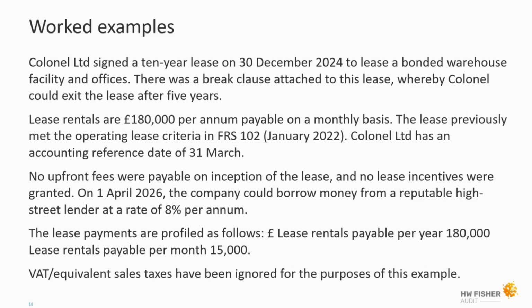On the 1st of April 2026, the company could borrow money from a reputable high street lender at a rate of 8%. So this is coming back to thinking about what our discount rate is going to be. How can we do it? So our obtainable rate here is 8%. We can get that from a reputable high street lender. The standards here are really thinking about, you can't borrow off a friend at mates rate. You've got to have it from a reputable lender, so that it's demonstrable that you can get that rate. So they can borrow that at 8%. So that's going to be our discount rate.